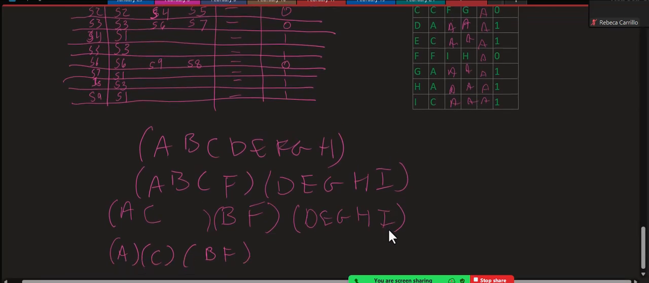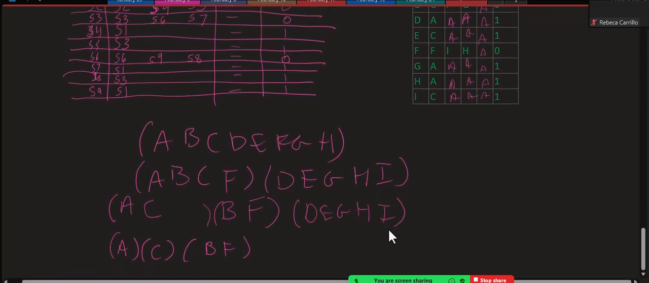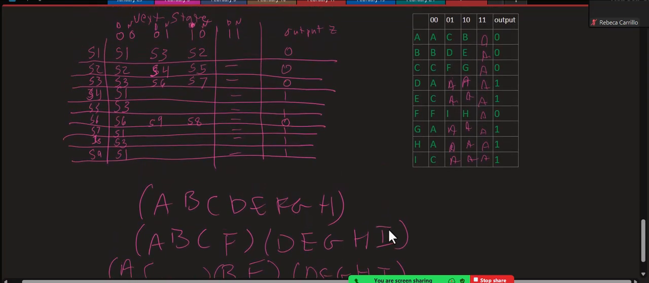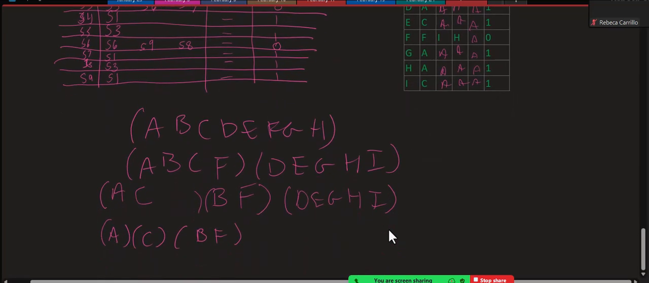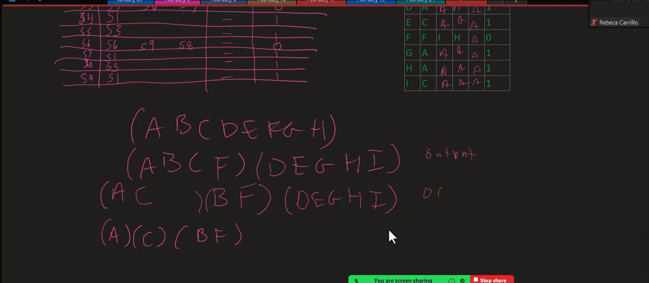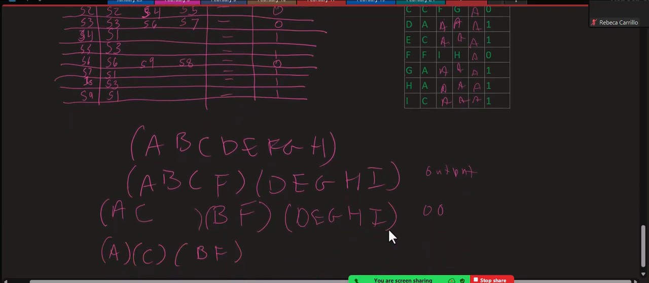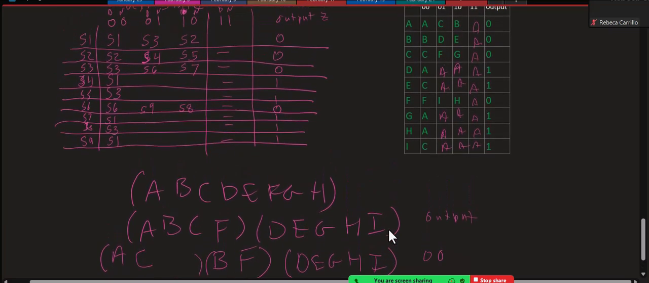I'm confused. How do you minimize? How do you do the partition with the multiple? You do them one at a time. So you do the 0, 0, then you do the 0, 1, then you do the 1, 0, then you do the 1, 1. So this one was my output, and then this one was my 0, 0, and then I thought I had checked 0, 1, but I don't think I had. I think that's what I'm doing right now.